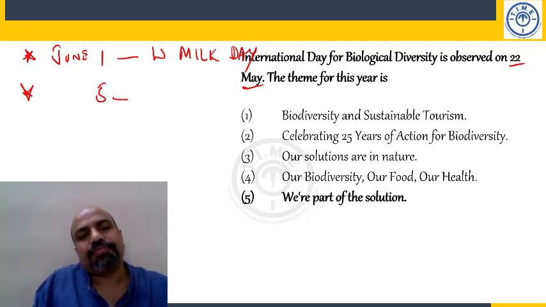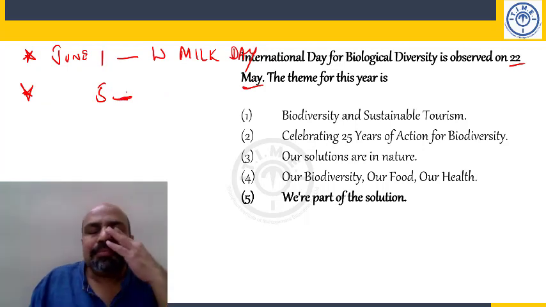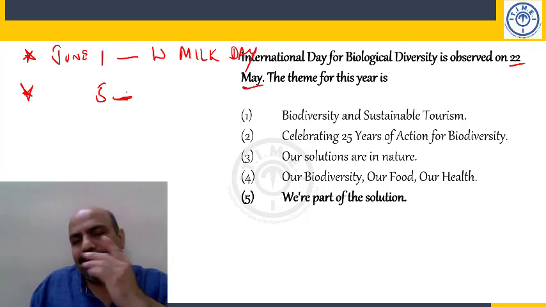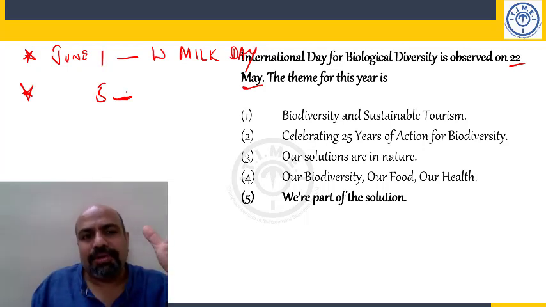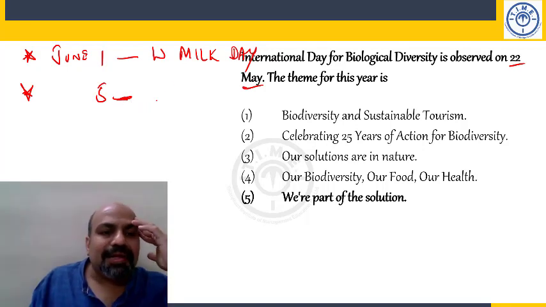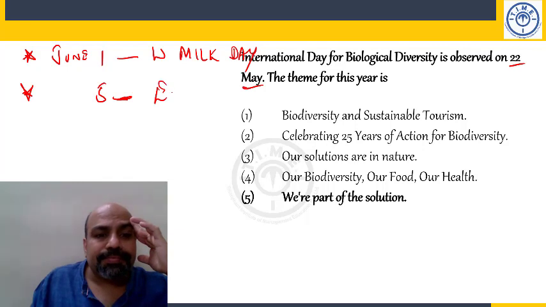June 5th. I don't include days like Father's Day, Mother's Day, all that stuff. I don't believe in all that stuff. Okay. Only day I believe in is Daughter's Day. So, June 5th is Environment Day.